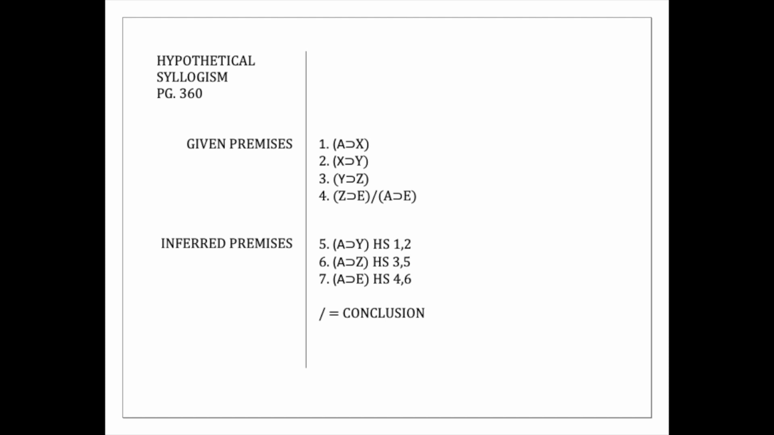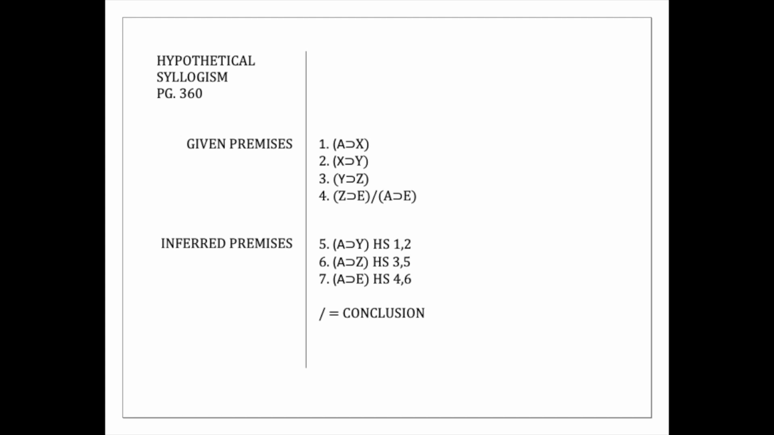If you look at premise 1 and premise 2, premise 1 states, if a, then x. Premise 2 states, if x, then y. You'll notice that the consequent of the first conditional in premise 1 is the same as the antecedent of the second conditional in premise 2. Because they are the same, we can perform the hypothetical syllogism rule and infer validly the conditional if a, then y, based on the hypothetical syllogism premises 1 and 2.